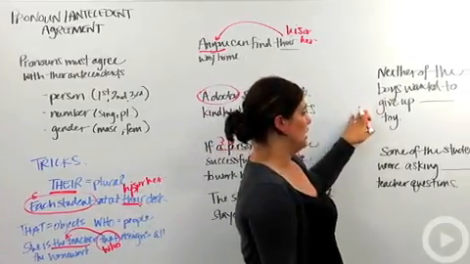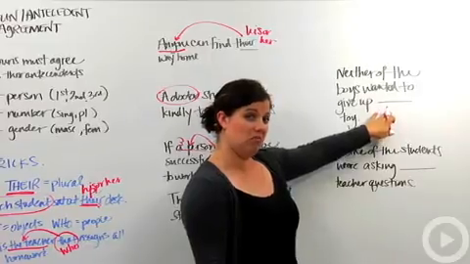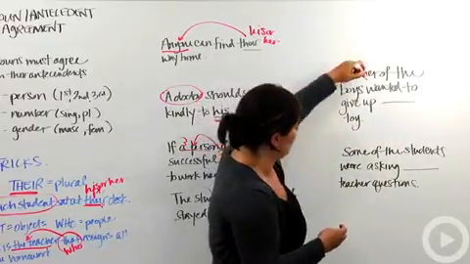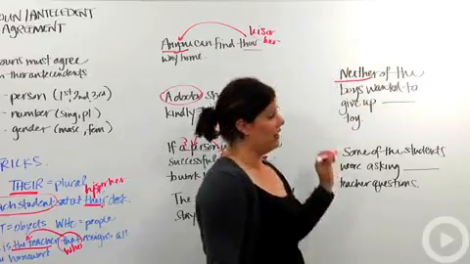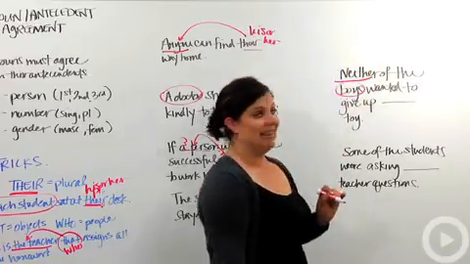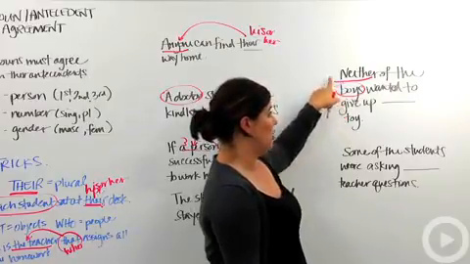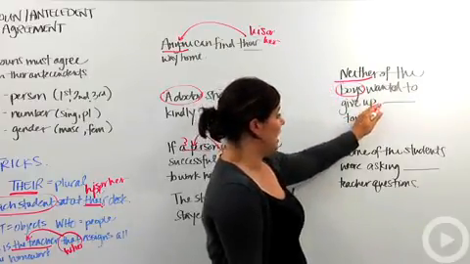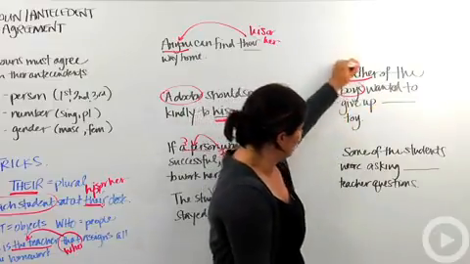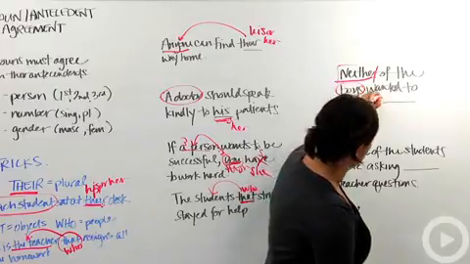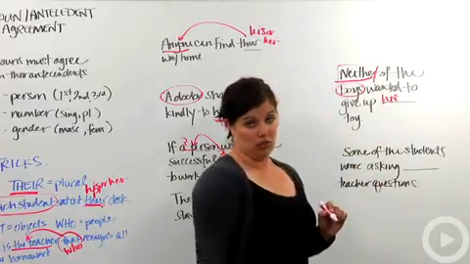Neither of the boys wanted to give up his toy or their toy. Now I know it sounds natural to go and say their, but when you see this word neither, even though it looks like you've got a plural subject here, neither lets us know that it's one of those two. So we actually have to fill our pronoun in to match the neither, which is the singular. So it would be neither of the boys wanted to give up his toy.